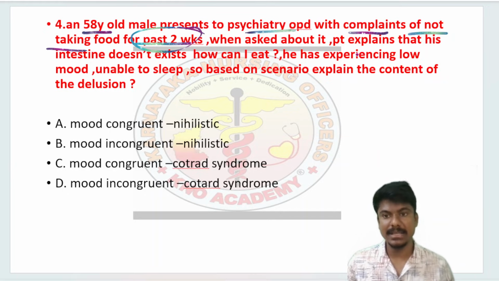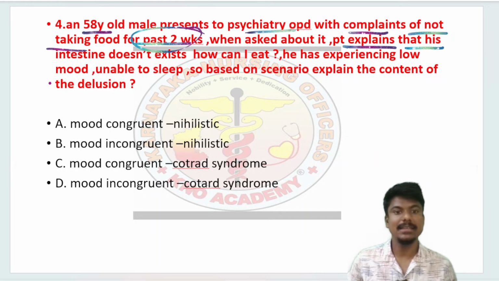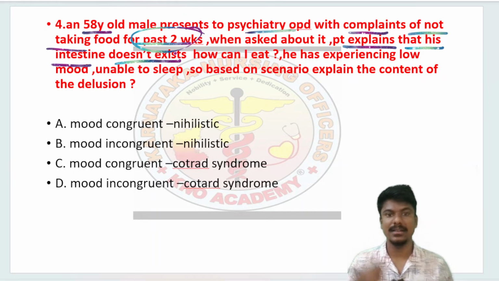he explains that his intestine doesn't exist. His intestine doesn't exist, so how can he eat? He'll reply like that.